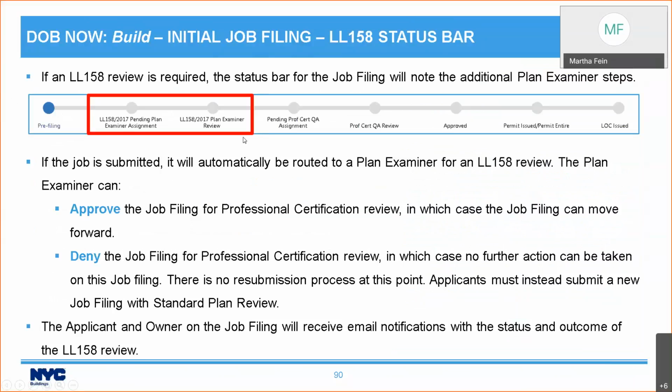So the plan examiners for Local Law 158 of 2017 have two options. They can approve the job filing for ProfCert review, in which case it moves forward, or they can deny it, in which case no further action can be taken on that job filing. There is no resubmission process. You need to submit a brand new job filing with standard plan review. But either way, you're going to receive an email notification, both the applicant will and the owner, with the status and outcome of the review.